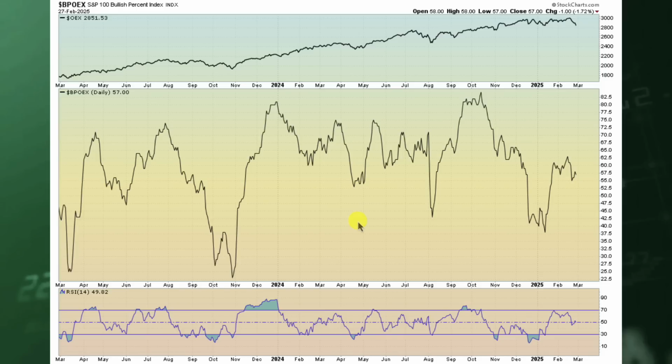If we look at the bullish percent index for the S&P 100, this is zooming into the stocks that matter the most in the S&P 500. And take a look here. This thing is far from being oversold or overbought, and it has been going basically straight down these last few days. So this to me is pretty interesting.